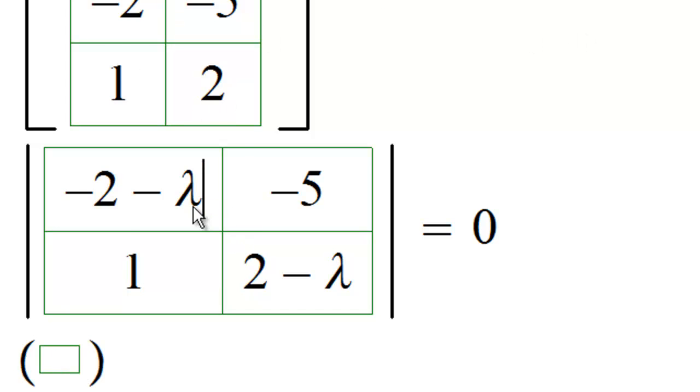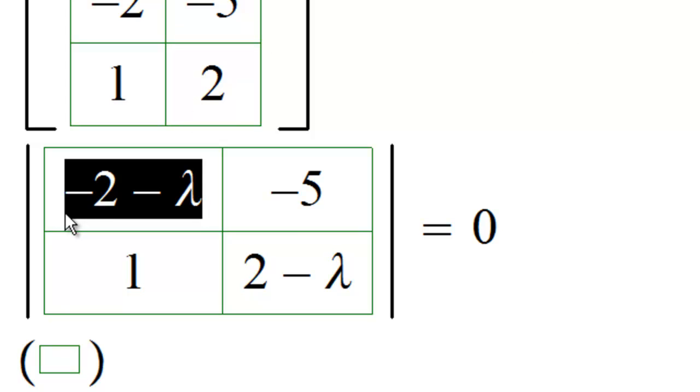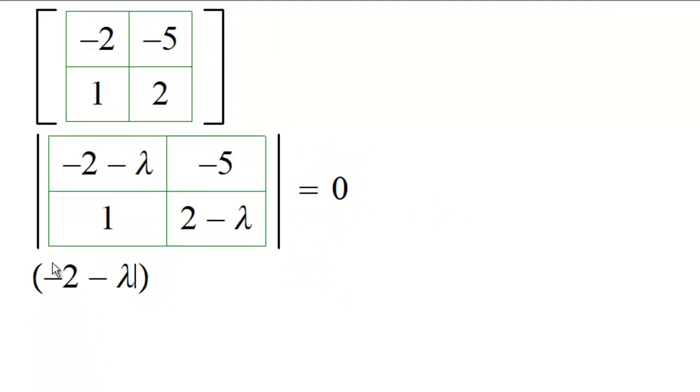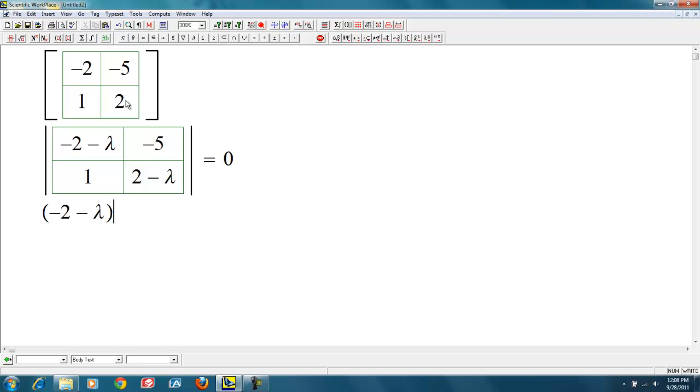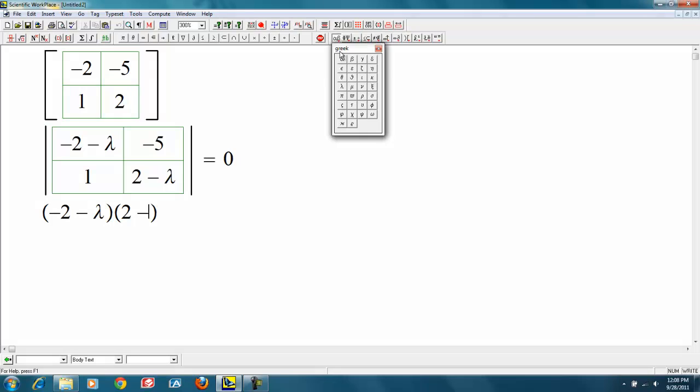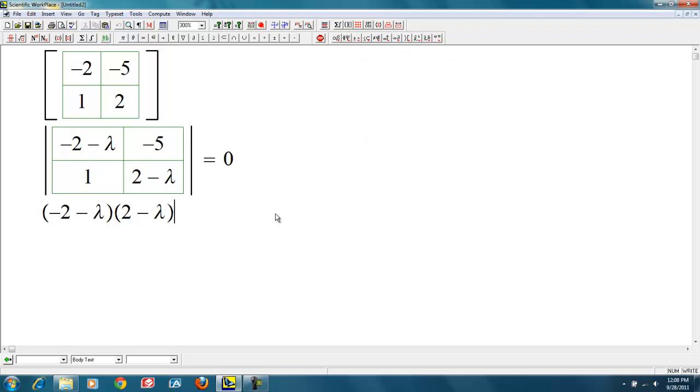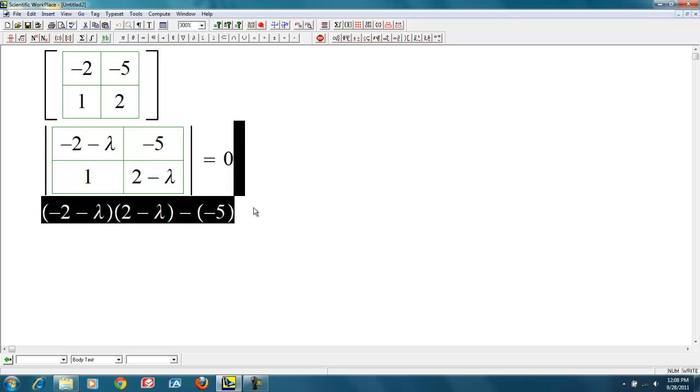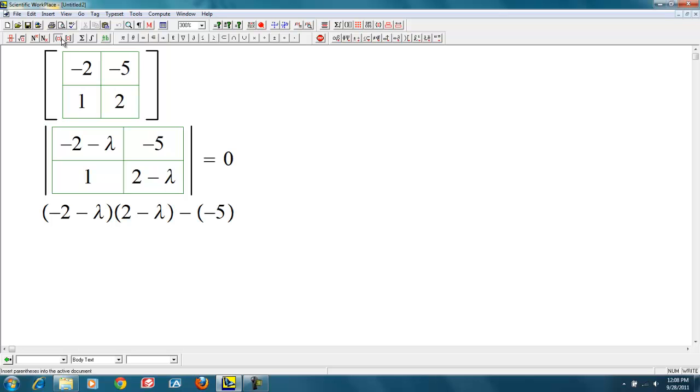So then, what shall we have? We shall have this, right? 2 minus lambda, 2 minus lambda. Very nice. Then minus negative 5 times what? 1. And that equals what? 0.